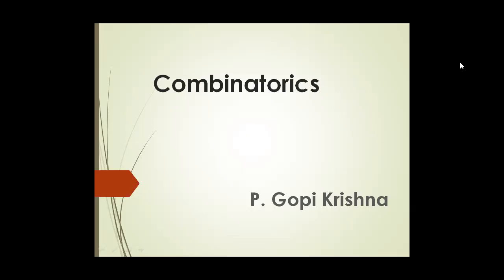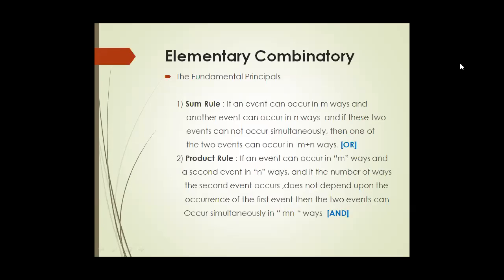In this chapter, we are going to discuss the basic concepts of counting and their applications. First we will go for elementary combinatorics. What are the fundamental principles we use for counting? Two rules are there: one is the sum rule and another one is the product rule.